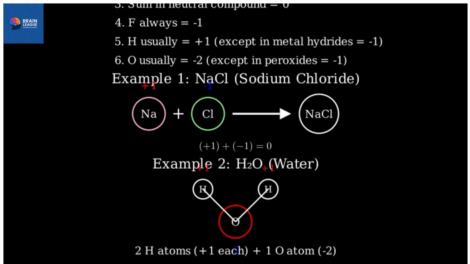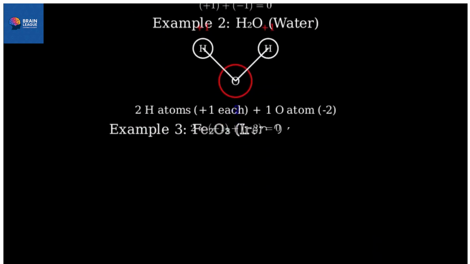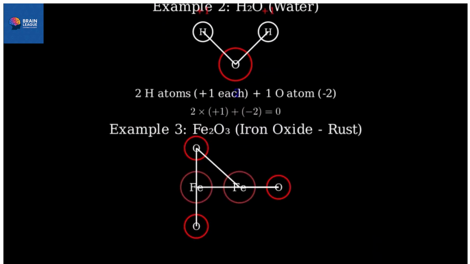Now let's try a slightly more complex example. Iron oxide, or Fe2O3, which is commonly known as rust. We know that oxygen typically has an oxidation number of -2. There are 3 oxygen atoms, so that's a total of -6 for all oxygen atoms. The compound is neutral, so the sum of all oxidation numbers must be 0.